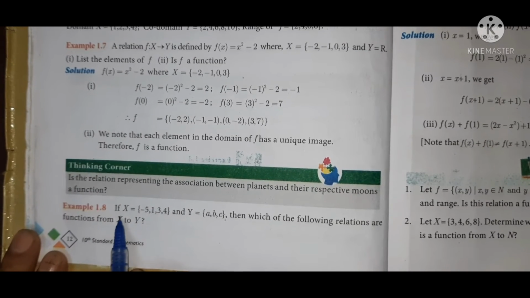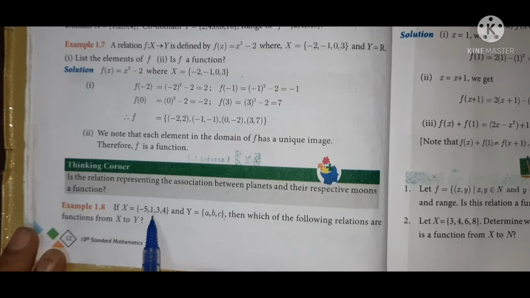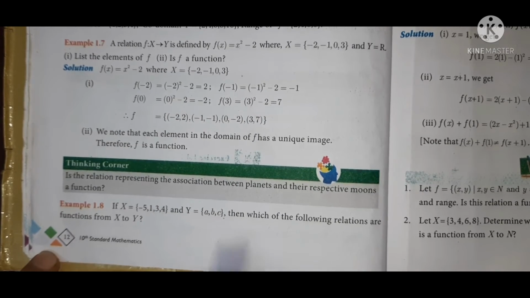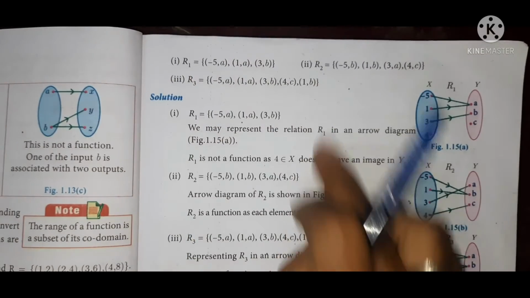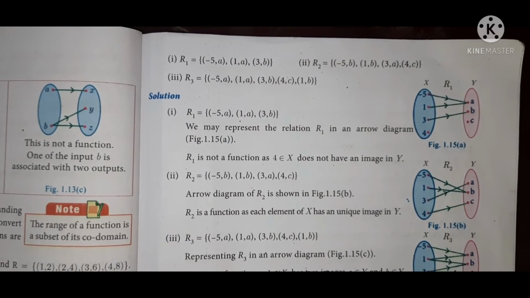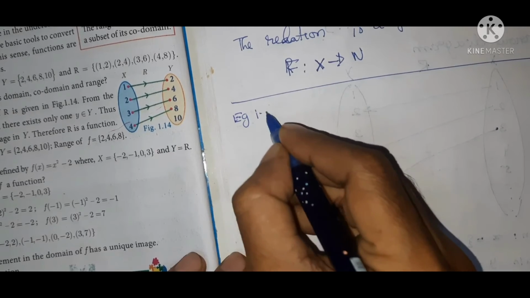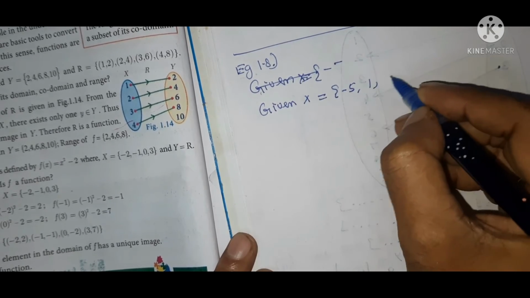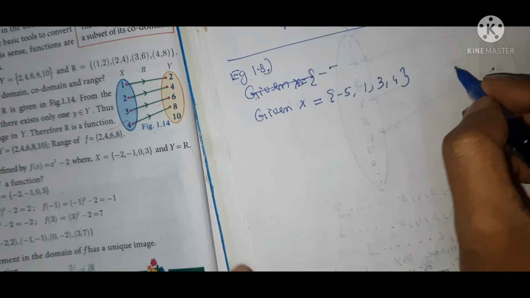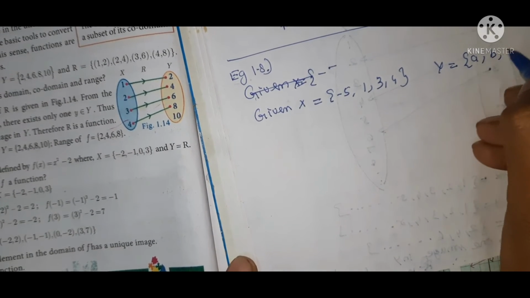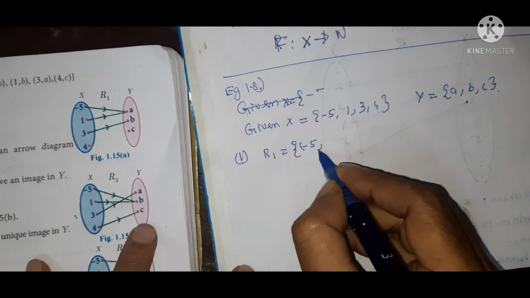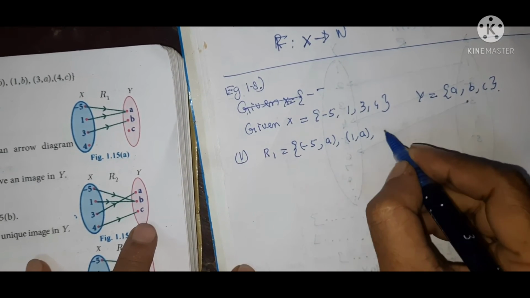Example number 1.8. If X = {-5, 1, 3, 4} and Y = {a, b, c}, then which of the following relations are functions from X to Y? Three relations are given. Find which of these are functions. Given X is -5, 1, 3, 4. Y is a, b, c. The first relation is R1 = {(-5, a), (1, a), (3, b)}.